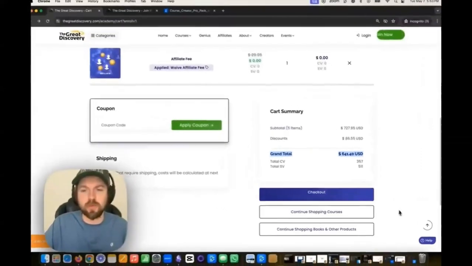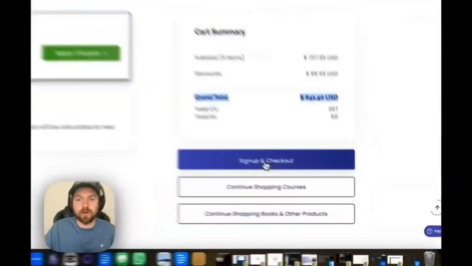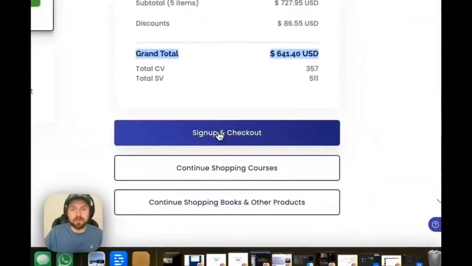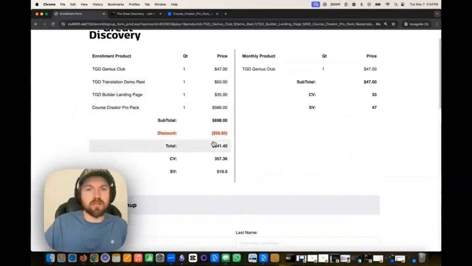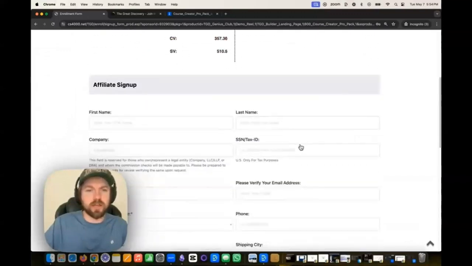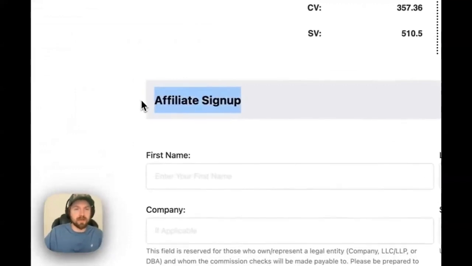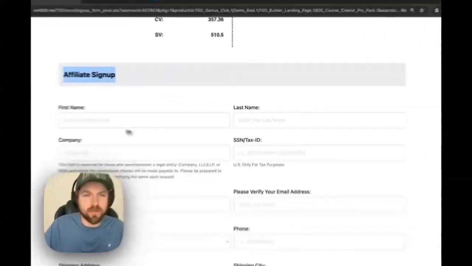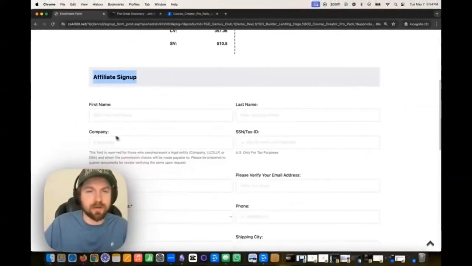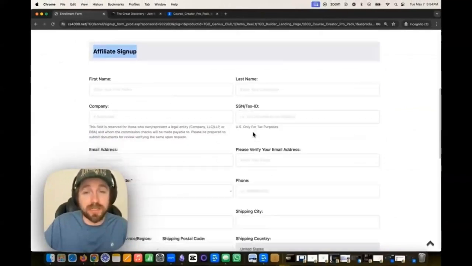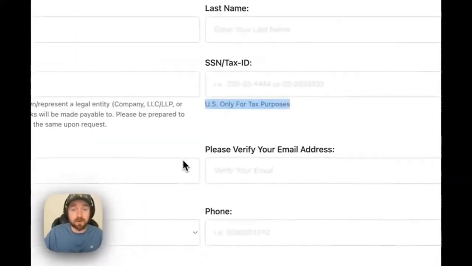You can then go ahead and click on the blue button below that, on checkout or sign up in checkout. On this screen here, you will see the final price and everything that is included. And now this is your affiliate sign up. You want to make sure that you fill out all of this information. Fill out your first name, your last name, your company name, your social security or your tax ID, because they're going to send you a tax form at the end of the year.